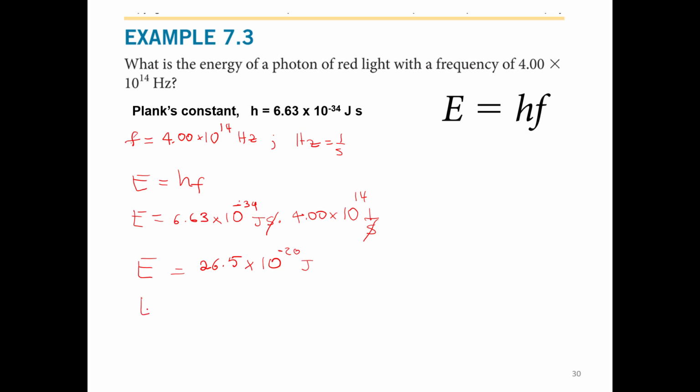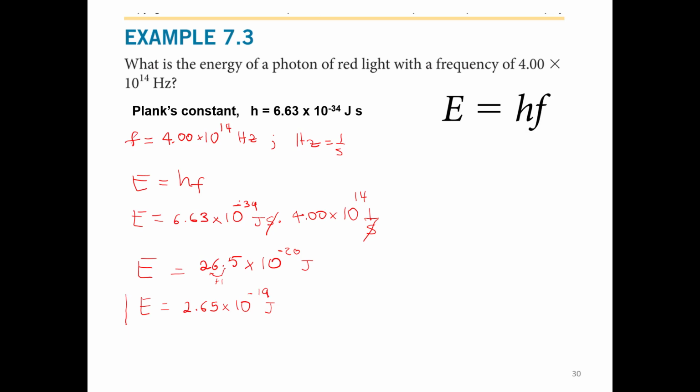joules. If we want to write this in scientific notation, we need to move the decimal point one place, and this is to the left. Then we need to add 1 to the power of 10. We move to the left, then we add 1 to the power of 10. Then we have 2.65 × 10 to the power minus 20 plus 1, which is minus 19 joules. And this is a small value.